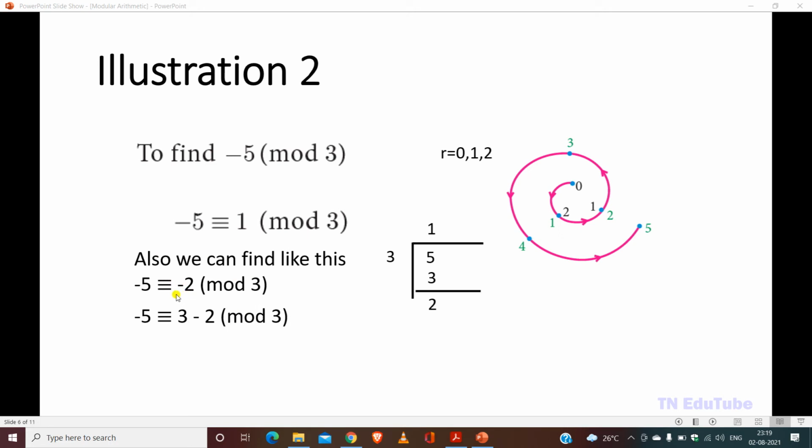So when you are getting the remainder as minus 2, you have to subtract it from the divisor. The divisor here is 3, isn't it? So subtract the remainder from this divisor. So you get 3 minus 2. So minus 5 is congruent to 1 mod 3. The same answer you get. Okay children, you just divide, you get a minus sign. So you have to subtract the remainder from the divisor, that is 3 minus 2, you get the same answer.